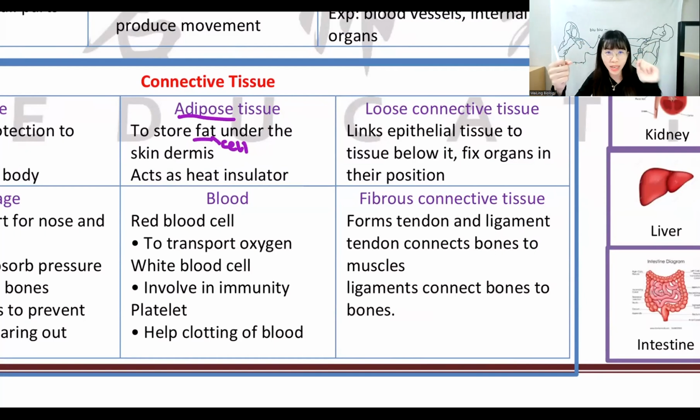As a fibrous connective tissue, we have tendon and ligament. Tendon is to connect bone to muscle. Ligament is bone to bone. This is the function of fibrous connective tissue. Okay, how do you want to feel your tendon, guys? Let me teach you how to feel tendon. Okay, your hands, we have a lot of tendons around our body. Use your elbow, okay?